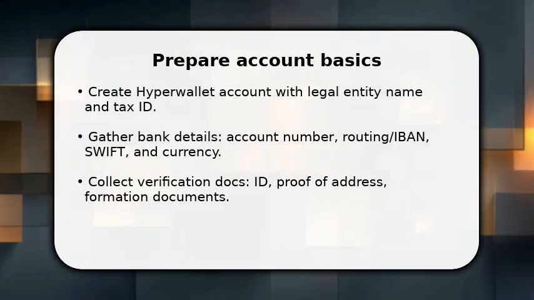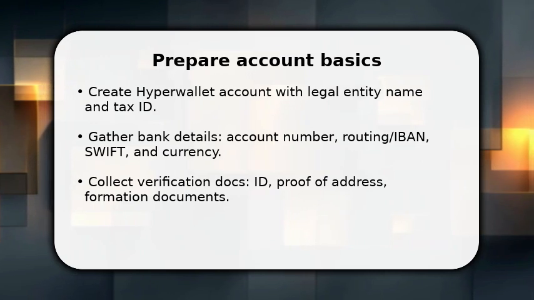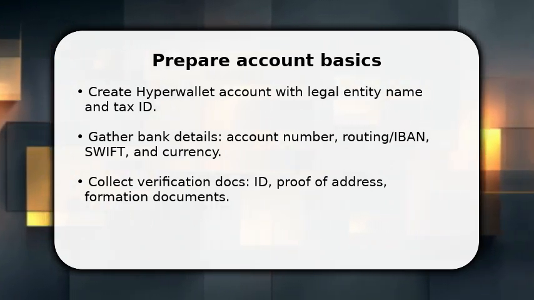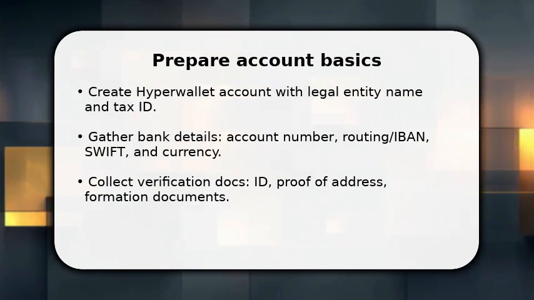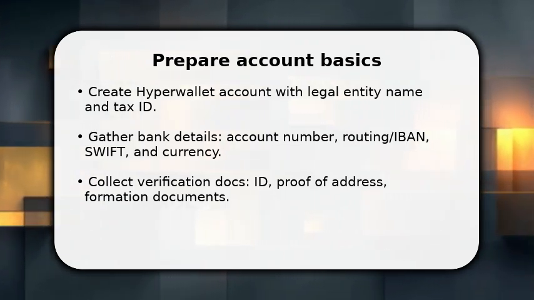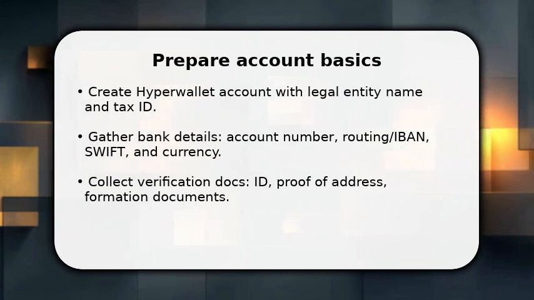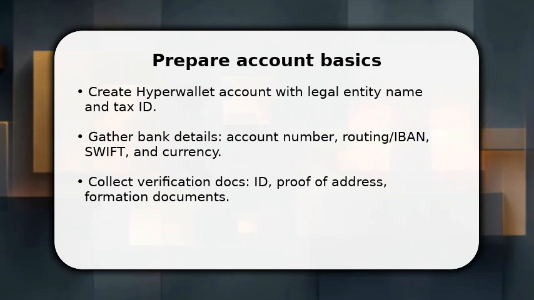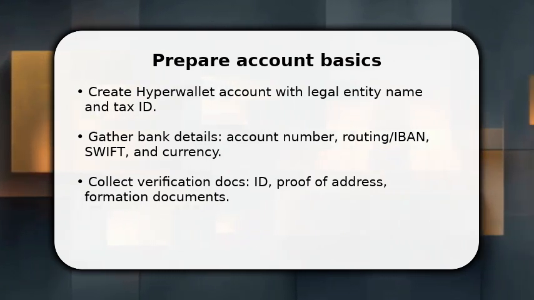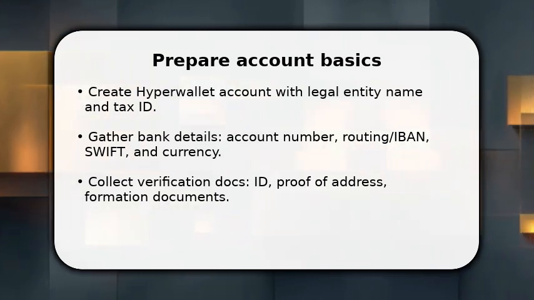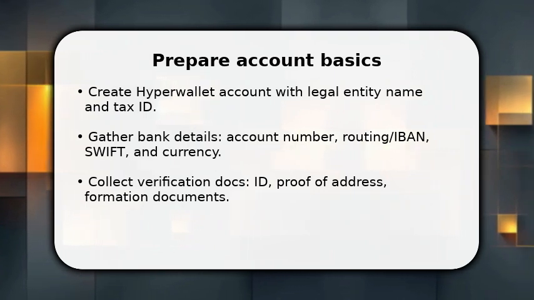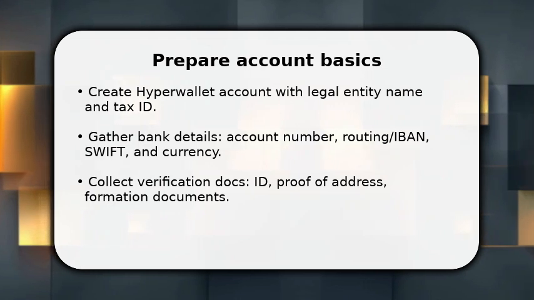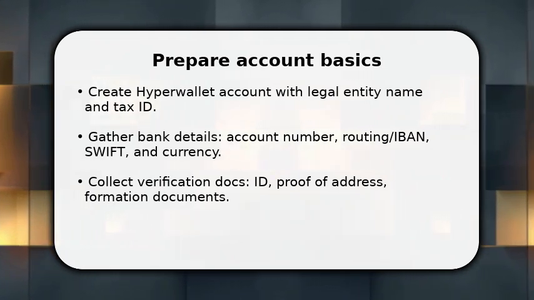You start by creating the Hyperwallet account and entering legal entity details. This establishes who will receive funds. Next, attach your tax ID and upload required verification documents so payments won't be delayed. Once done, add bank details exactly as your bank provides: account number, routing or IBAN, and SWIFT. Make sure currency selections match your bank to avoid conversion holds. This front-loaded accuracy prevents verification rejections and speeds the onboarding timeline.